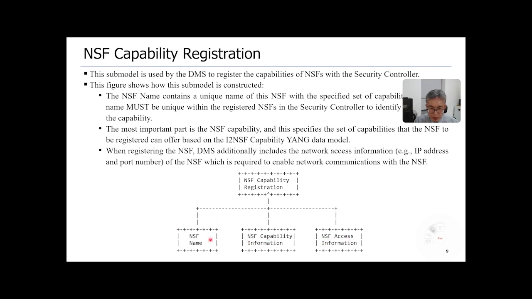This is just the NSF's name. This is a canonical name, host name or DNS name, and the NSF capability name contains the actual capabilities. Access information is the NSF IP address and port number, like a TCP port number, and the actual management protocol like NETCONF or RESTCONF. Okay.